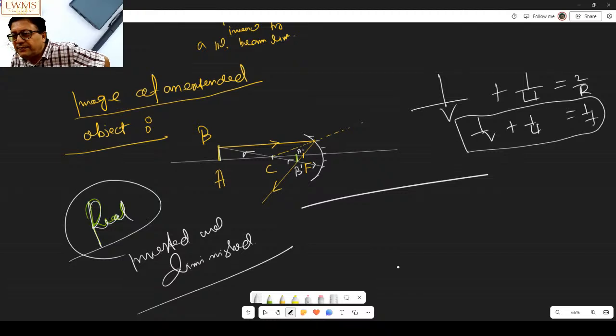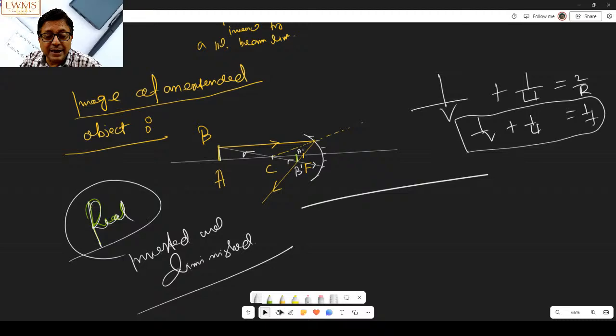So this relation is valid in case of mirror. AB is the object, A dash B dash is the image. Relation between U, V and F will remain the same. But one thing we have to take care.